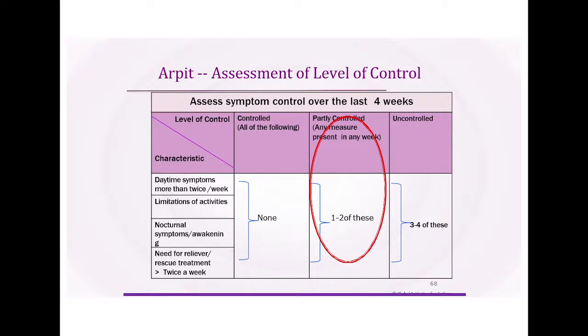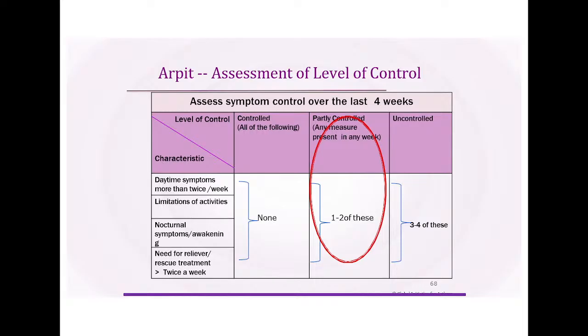Daytime symptoms more than twice per week or need for bronchodilation more than twice per week. Then the limitation of activity, if he is not able to play for a long time or he cannot do exercise for a long time and he gets breathlessness, then these are limitation of activities. Nocturnal symptoms or awakening at night, again these are the symptoms which we have to ask for, especially in the last 1 month. What is the level of control in this child, we have to ask based on these 4 symptoms. If all these symptoms are not there, then it is a well controlled asthma.